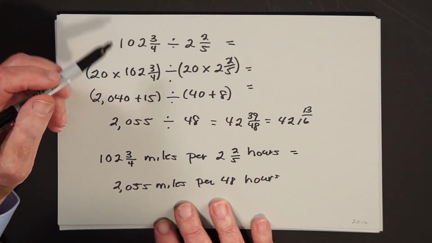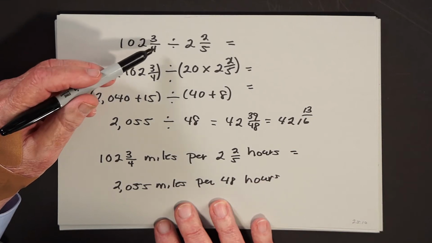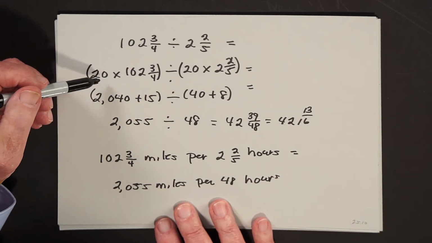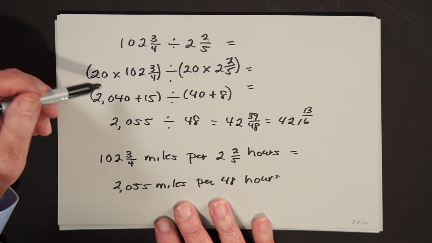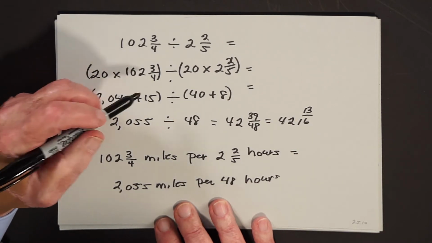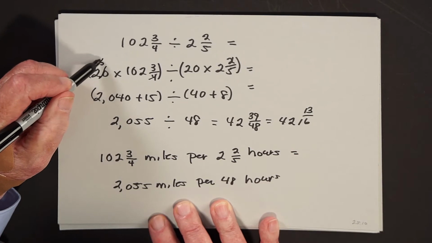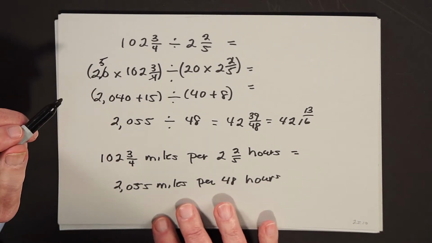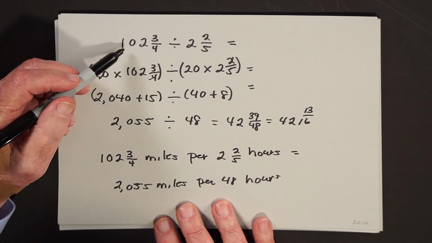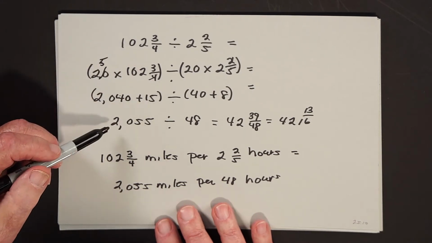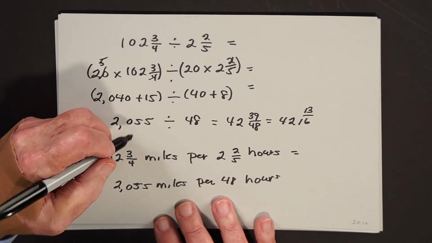In other words, if I multiply 102 3/4 by 20, the 20 multiplies the 102, which will give me 2,040. The 20 multiplies the 3/4. 4 goes into 20 five times. 5 times 3 is 15. That gives me 15 more. So in other words, this would become 2,055 miles.